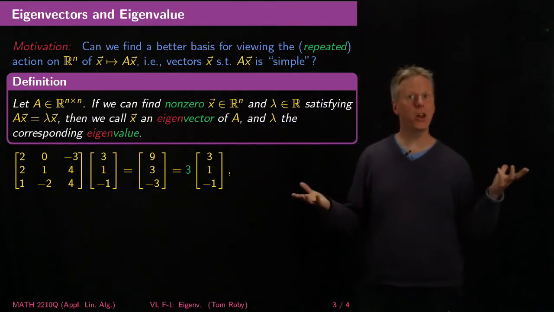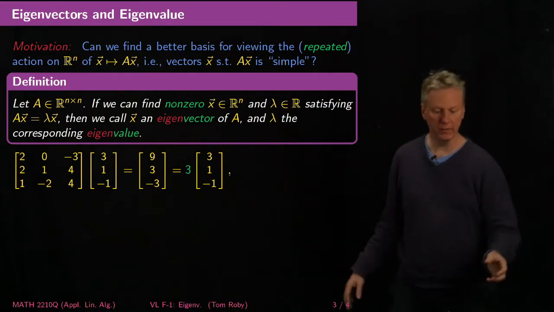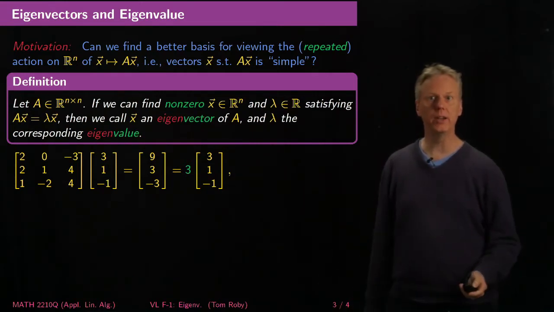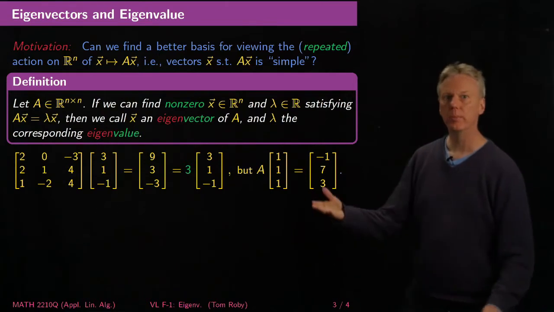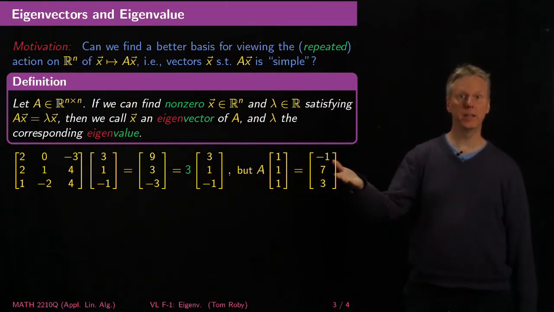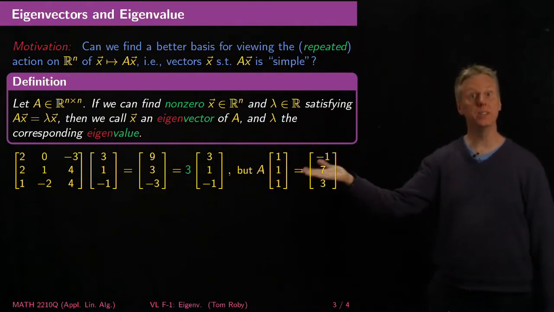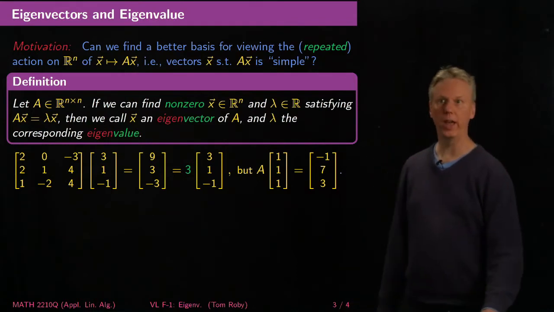Okay? So it's not hard to check. If I give you a vector, it's not hard to check whether it's an eigenvector or not. You don't even know what the eigenvalue is offhand because it'll just occur. But here, for example, if I apply A to (1, 1, 1), I get something like (-1, 7, 3). That's clearly not a multiple of (1, 1, 1), so (1, 1, 1) is not an eigenvector for A.